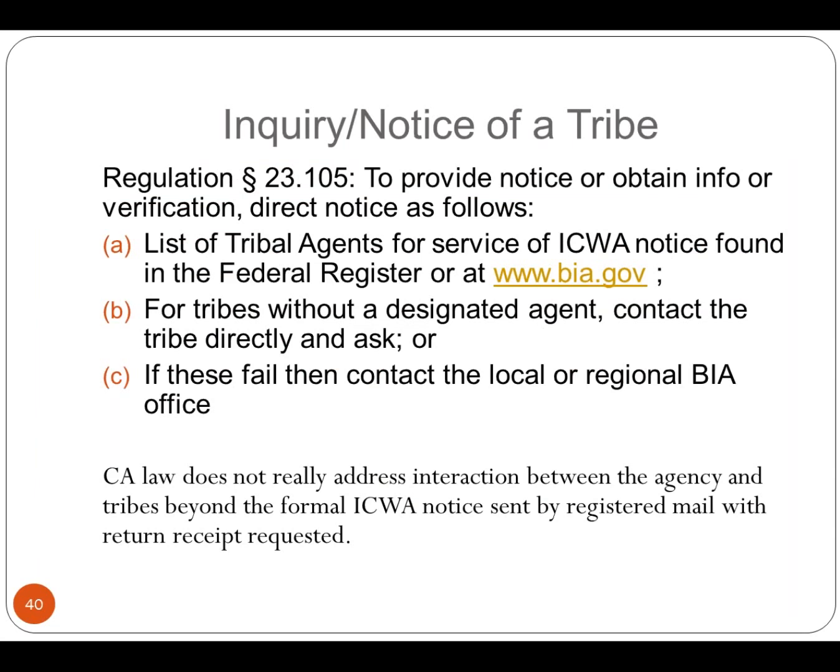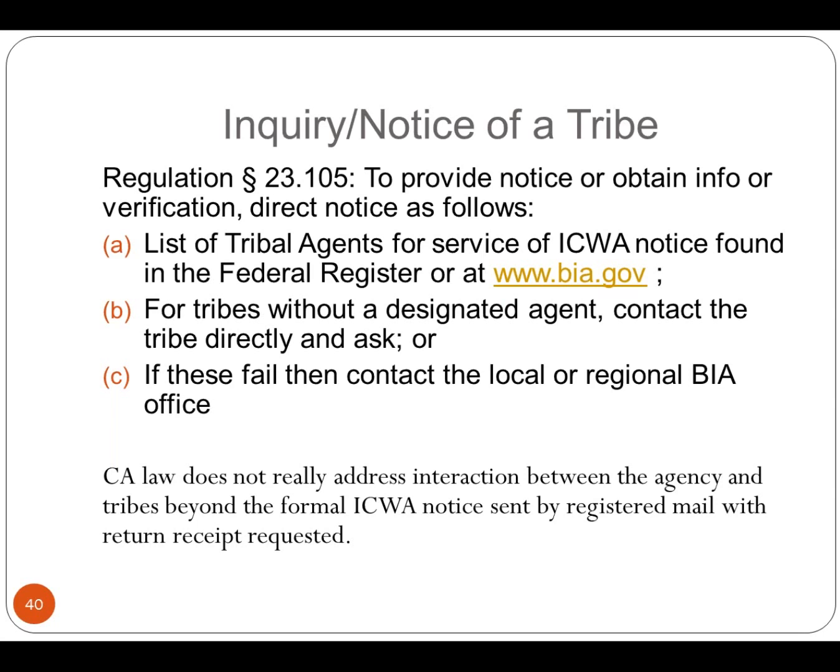Now, inquiry or notice of a tribe. Regulation 23.105 says that to provide notice or obtain info or verification, notice should be directed as follows. See the list of tribal agents for service found in the Federal Register or on the BIA's website. For tribes without a designated agency or agent, contact the tribe directly and ask. Or if these fail, contact the local or regional BIA office.